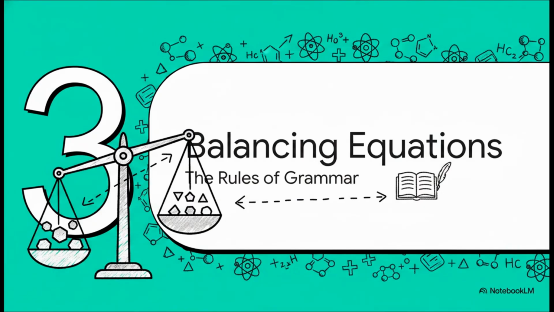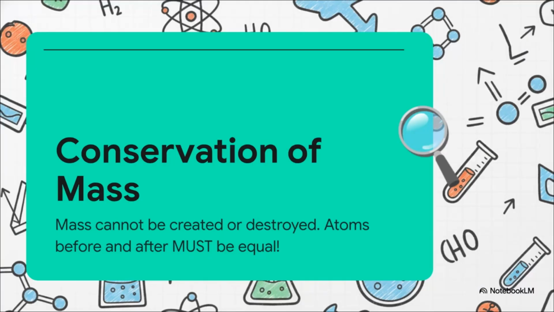And that leads us perfectly into Section 3, balancing the scales, the rules of grammar. You see, the universe operates under a very, very strict rule called the law of conservation of mass. This law states that mass can neither be created nor destroyed in a chemical reaction. You can't just magically spawn new matter, and you can't just delete it into the void.